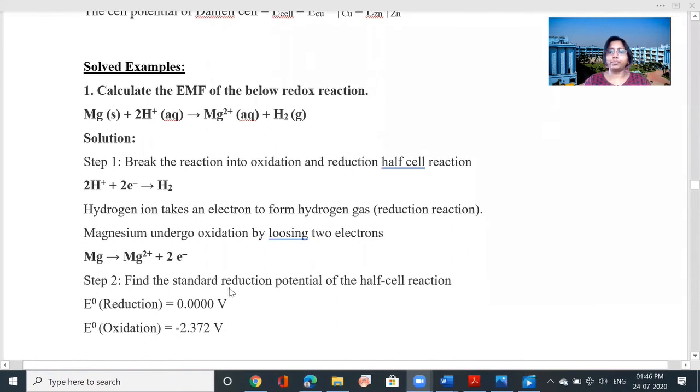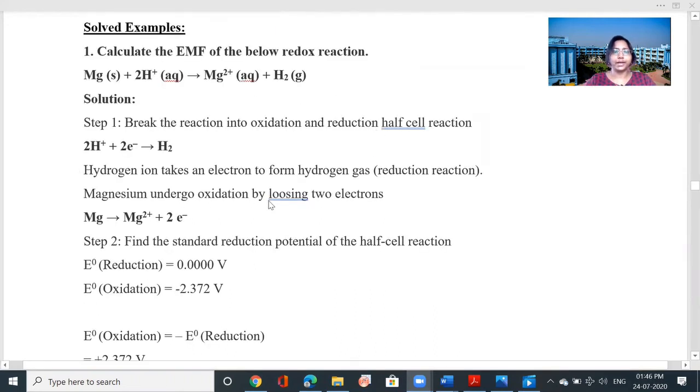So these are the solved problems. Here you can see the first problem: calculate the EMF of the below redox reaction. The reaction given here is Mg solid plus 2 H plus aqueous, giving Mg plus 2 aqueous and hydrogen gas. In the first step, we have to break this into the anode and the cathode part.